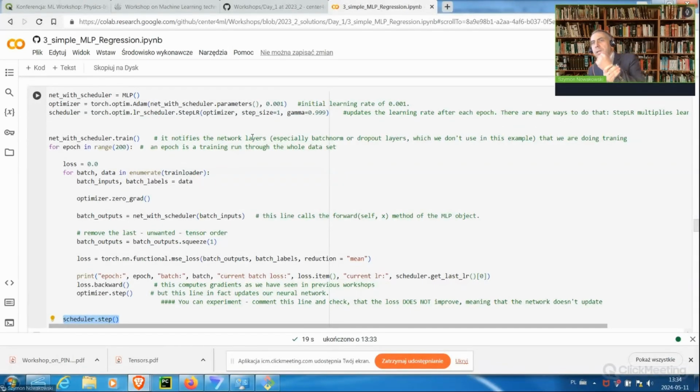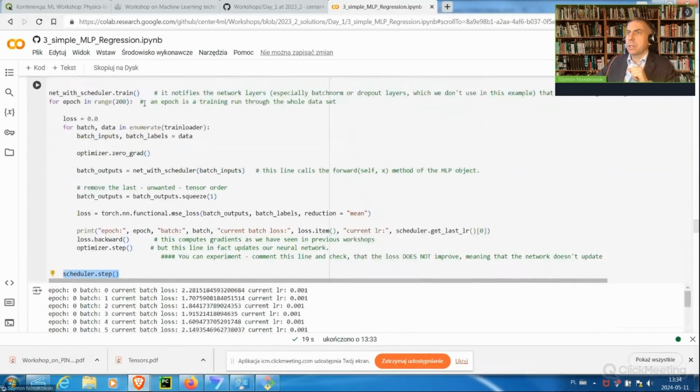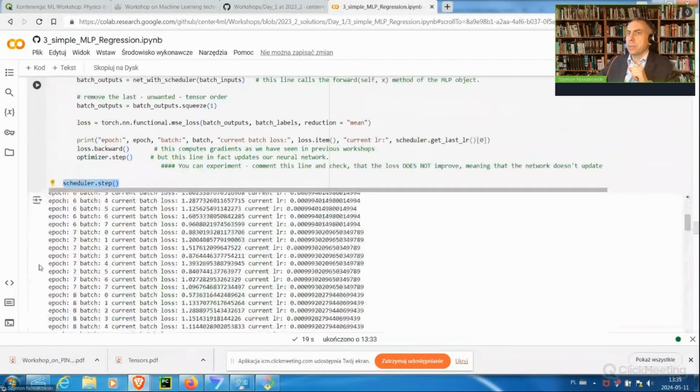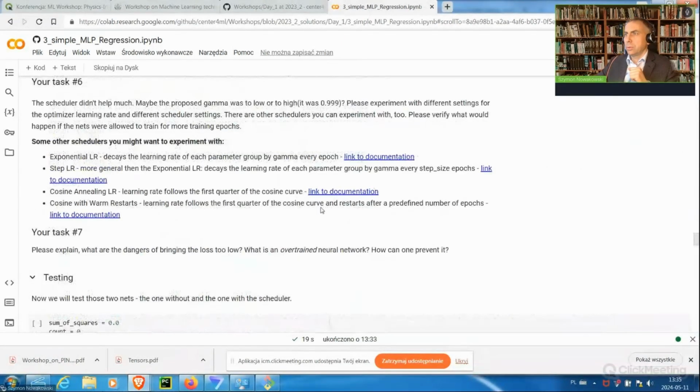And this scheduler step decreases the learning rate with each epoch. Basically, the thinking here is that the farther in learning you are, the closer to the true solution you are, and the smaller steps you want to take when you change your network by those tiny bits. So you can experiment with that. You can also experiment with different schedulers, because here I use this one, and I give you some references to read about different schedulers, and see how they fare.